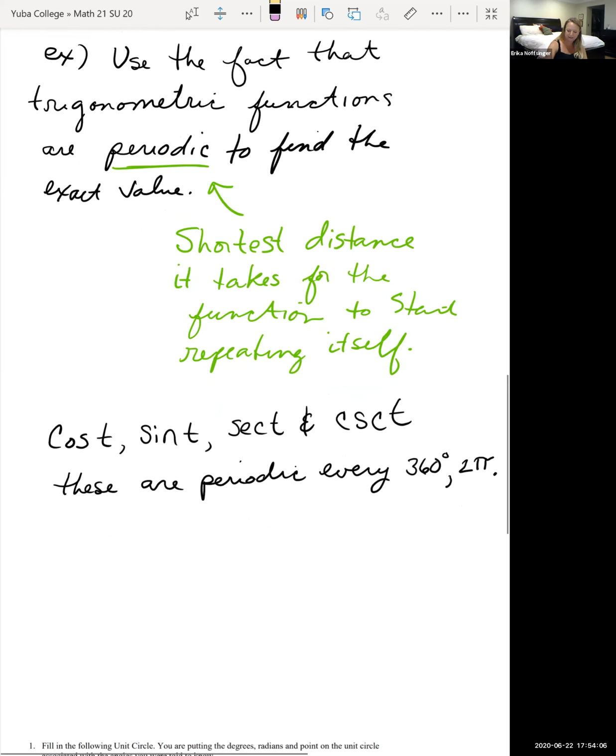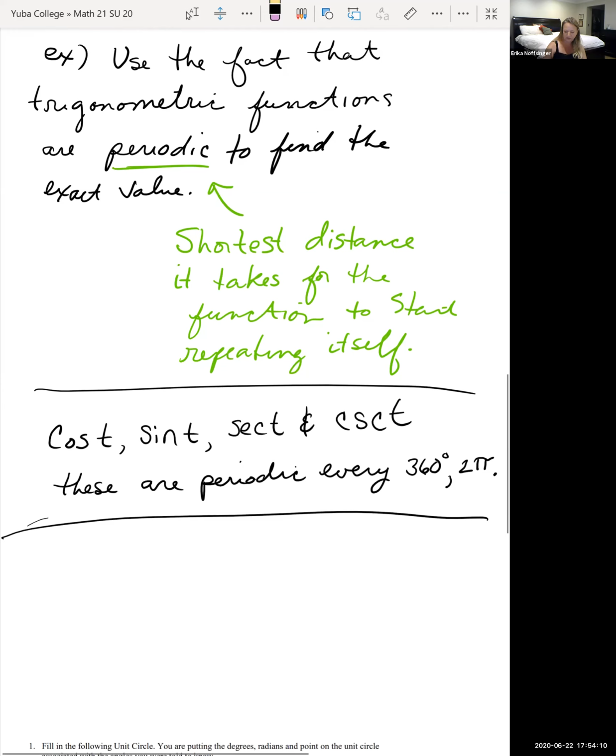Tangent is a little different. Tangent t and cotangent t, we'll look at this in a little bit later, probably this week. The period is 180 degrees, or just pi.